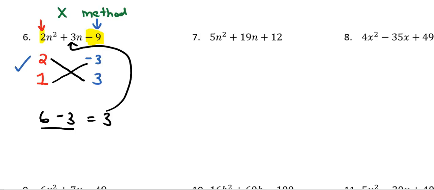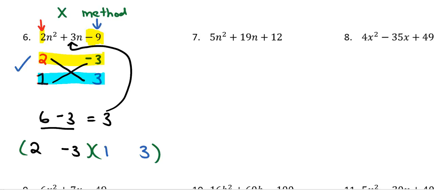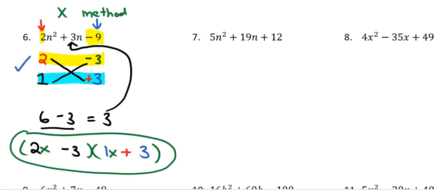Okay, now to finish the question off, I need 2 sets of brackets. And for the x method, you just read from your x table horizontally, this 2 and this negative 3. So this would be a 2 and a minus 3. And then this blue 1 and that 3 would be just 1 and 3. And all you have to do now is, so this is going to be positive there. So that's positive 3. And the final steps are you just insert an x next to the first numbers. And there's your answer right there. Okay, so that is the x method.